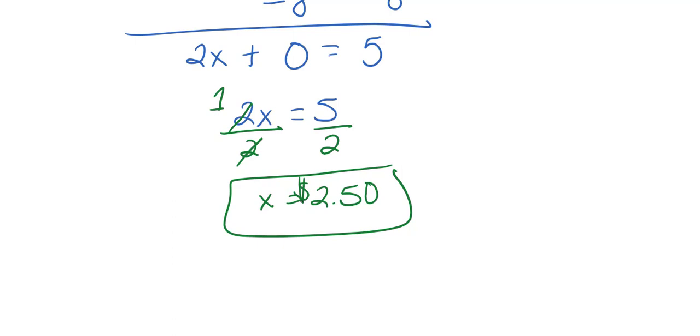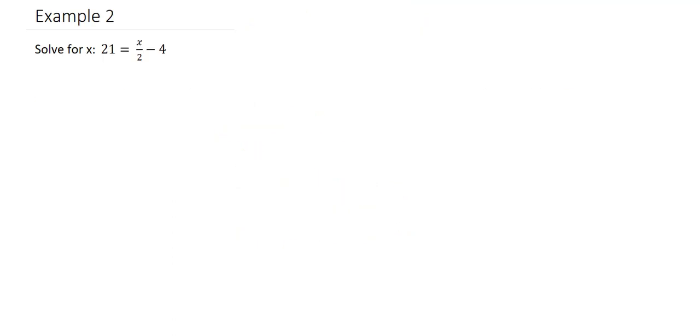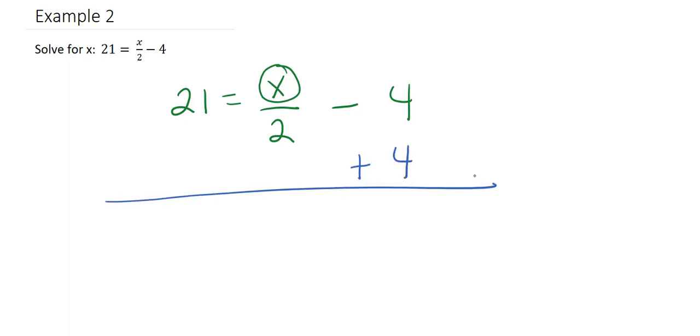Now let's go ahead and look at the next example. So example 2, we're going to solve for x. We have 21, which is equal to x over 2 minus 4. So notice we want to get the x by itself, right? That's what we're solving for. So what we're going to do is get rid of this number on the right-hand side to get x more by itself. So that'll be our first step. We're going to go ahead and add 4 to both sides.